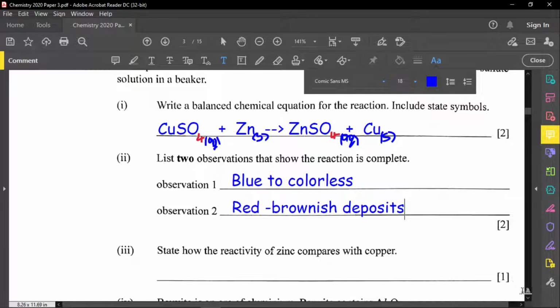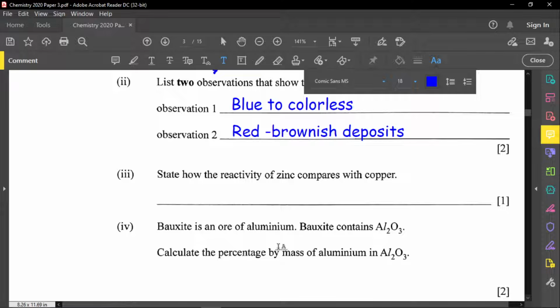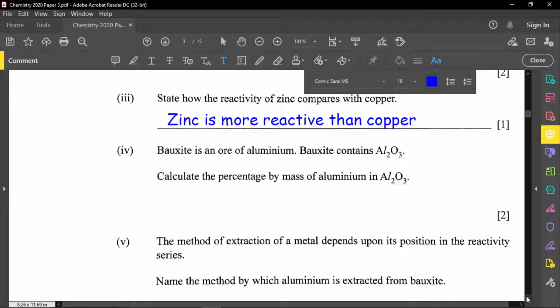Now for part 3, it's to state how the reactivity of zinc compares to copper, and that is that zinc is more reactive than copper. Now let's go to part 4 of this question. It said bauxite is an ore of aluminum. Bauxite contains Al2O3. Calculate the percentage by mass of aluminum in Al2O3.